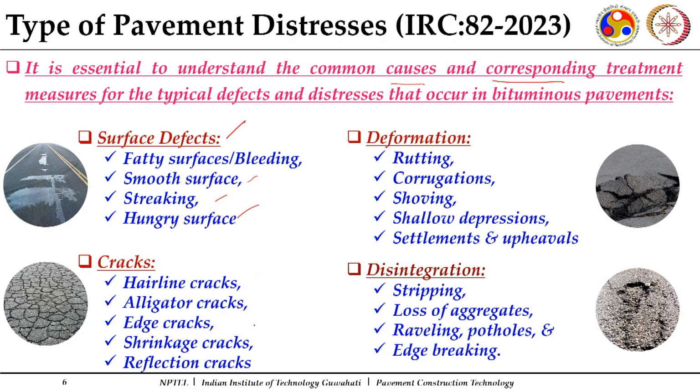Then cracks. Under cracking distress, hairline cracks, alligator cracks, edge cracks, shrinkage cracks and reflection cracks are there. Then deformation: rutting, corrugations, shoving, shallow depressions, settlements and upheavals are there. Then disintegration, where stripping, loss of aggregates, raveling and potholes are the different distresses which are usually grouped under these 4 different heads.